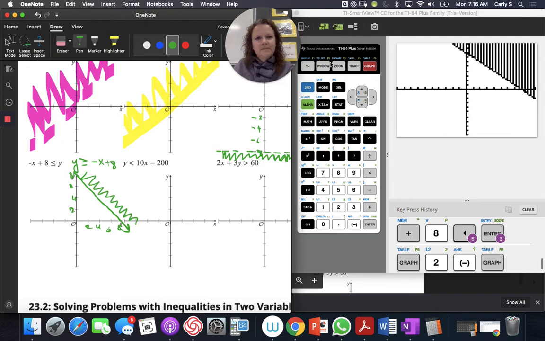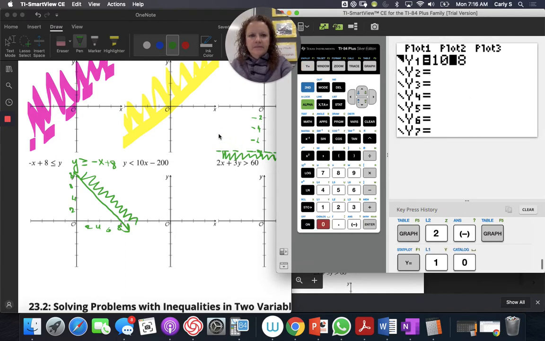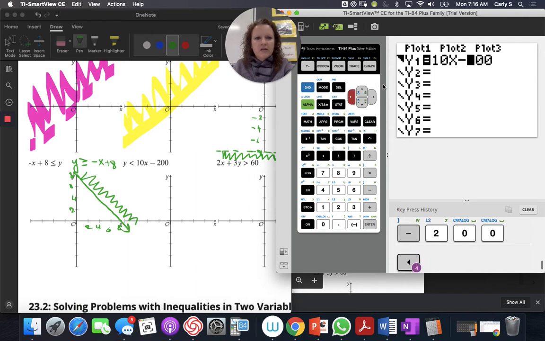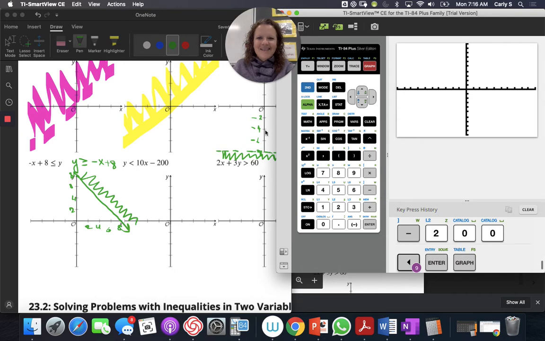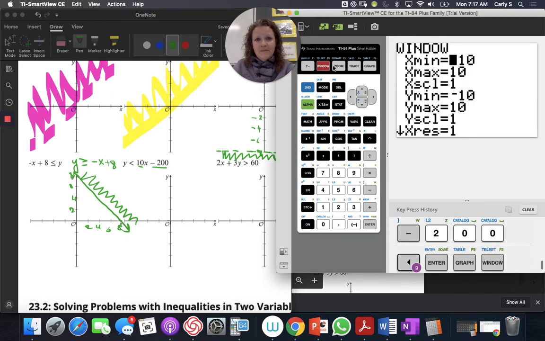All right. Now here, this next one, our window is going to need to be changed. So we are 10x minus 200. If I hit graph, let's see, we're less than, so let's come over here and change the shading. Hit enter, less than. If I hit graph, I'm not going to see anything because my y-intercept is negative 200 and my slope is 10. So I need my window to reflect that.